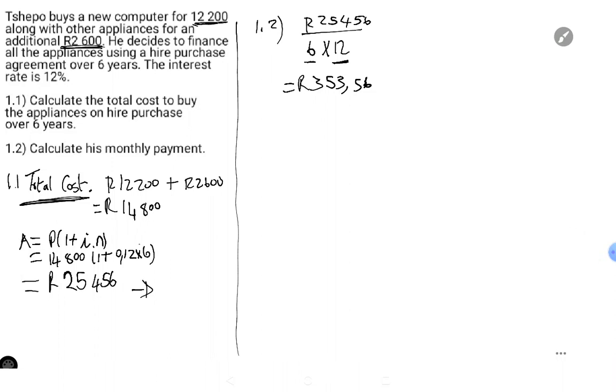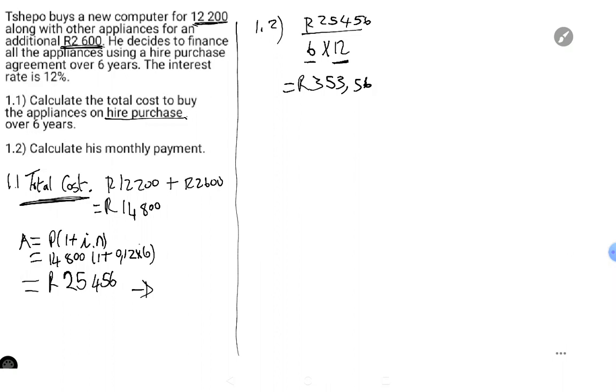Okay, so now you've got 12,200 plus 2,600. So you first have to get the total cost, which is the total amount of money that goes out of Tsepo's pocket, right? Which is now 14,800. That's the two amounts added together. And then the next keyword there is hire purchase. Okay, hire purchase is the simple interest formula.